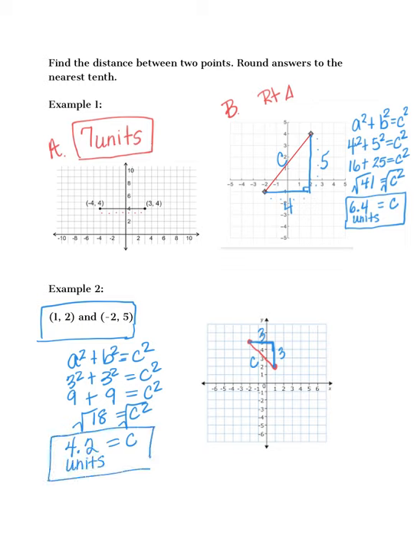And that is all you do for today's lesson. You just are trying to find the distance between 2 points, which is how long a line segment is. And you do that by making a right triangle and using Pythagorean theorem. And that is all you do.